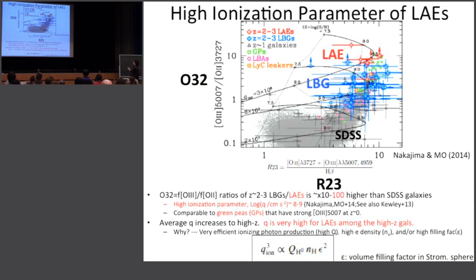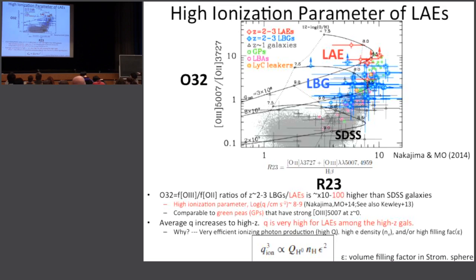If you look at O32 as a function of R23, the Lyman-alpha emitters fall around here. If you compare this with Sloan Digital Sky Survey galaxies at redshift 0 and Lyman break galaxies at redshift 2 to 3, it is still beyond in terms of O32. So in summary, Lyman-alpha emitters have an O32 about 2 orders of magnitude higher than local galaxies, and even 1 order of magnitude higher than the LBGs. So it is very large.